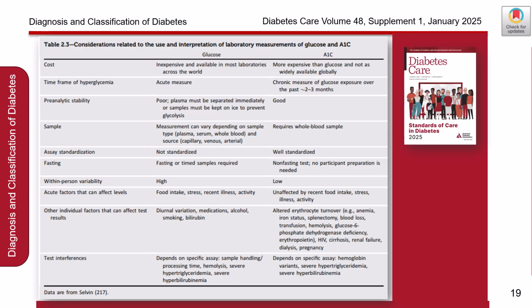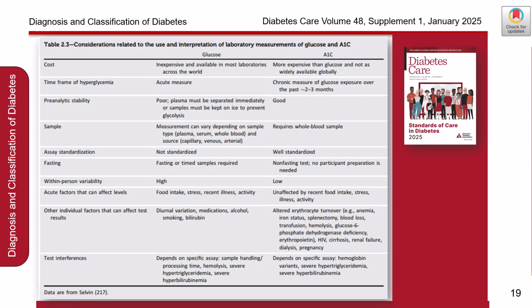Pre-analytical stability. Blood sugar tests have poor stability before processing. The liquid portion of the blood must be separated immediately, or samples must be kept on ice to prevent sugar breakdown. Glycated hemoglobin tests have good stability before processing. Sample type. Blood sugar tests can vary depending on sample type, including liquid blood, clotted blood, or whole blood, and can be taken from small blood vessels, larger veins, or arteries. Glycated hemoglobin tests require a whole blood sample.